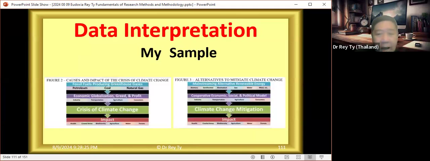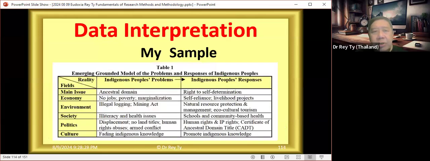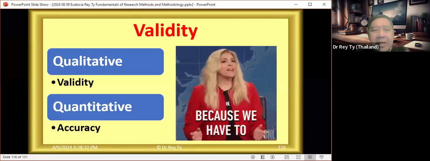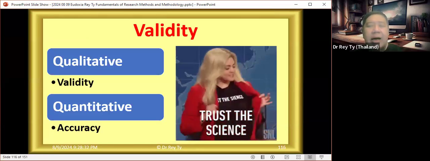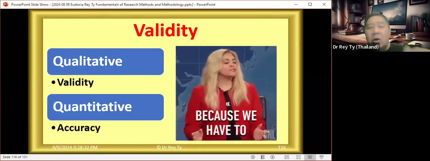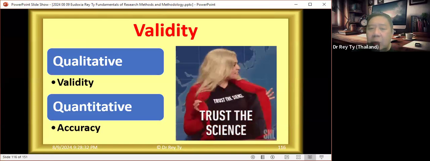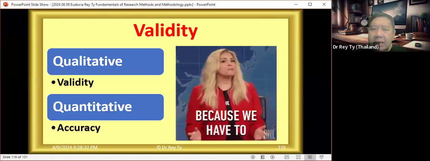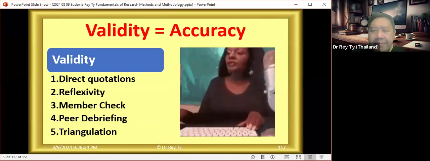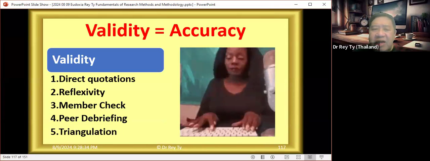Okay, for lack of time, I'll just show you. And for validity, let me just say simply, due to lack of time, in qualitative vocabulary, it's called accuracy. So is your paper accurate? Okay. So these are the five things you can do to prove that what you wrote is correct. Did you have direct quotation, or did you just make things up? The people you interviewed never said that, but you want to make it more dramatic.